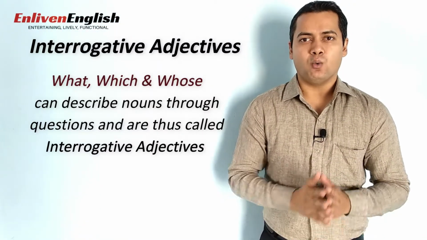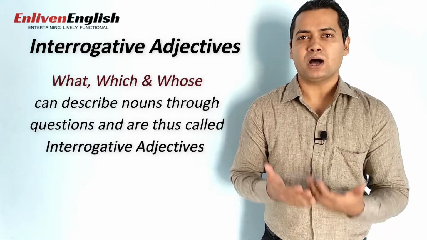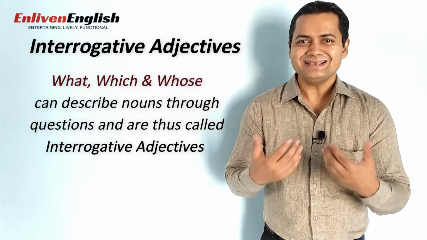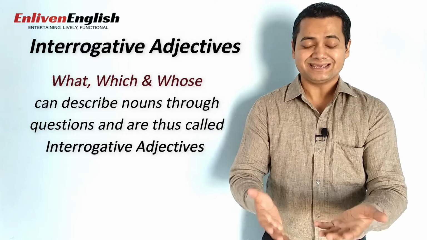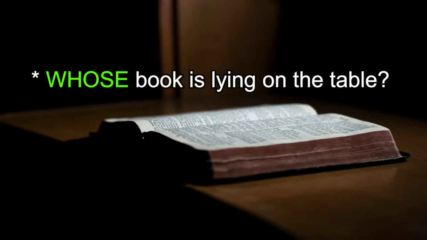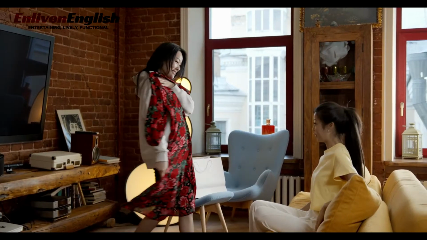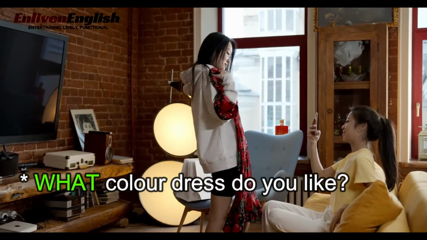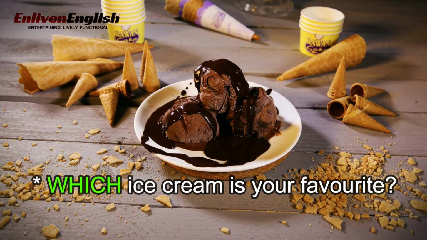Interrogative words such as what, which, and whose are used to ask questions. Such words are also called interrogative adjectives when they help us describe nouns. Let's see how. Whose book is lying on the table? My book. What color dress do you like? Red color. Which ice cream is your favorite? Chocolate ice cream. In all three sentences, interrogative adjectives are describing book, color, and ice cream further.